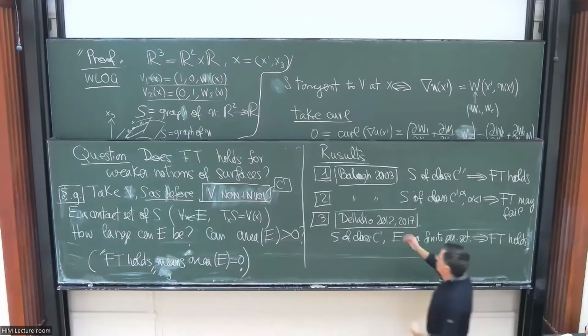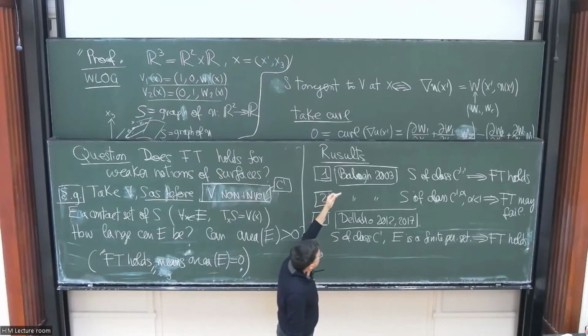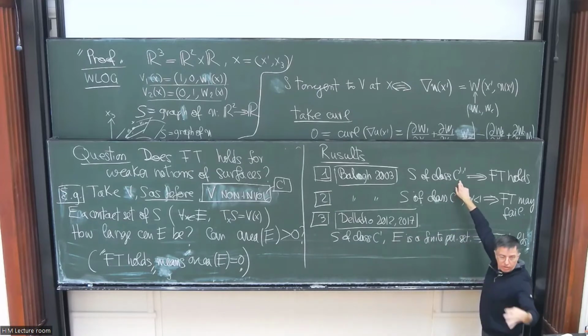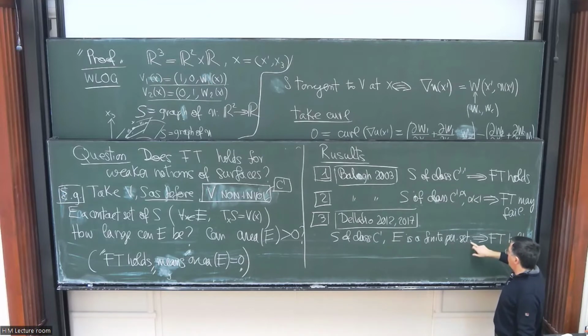And I like to read these results as this: either you have a certain regularity of the surface, or if you take away some regularity of the surface, you can compensate with regularity of the boundary of the set. Okay?